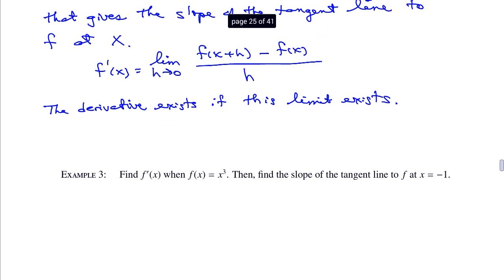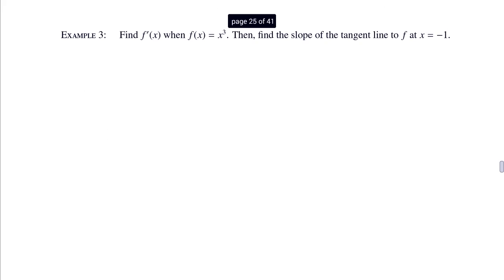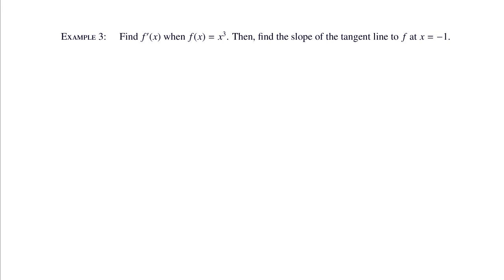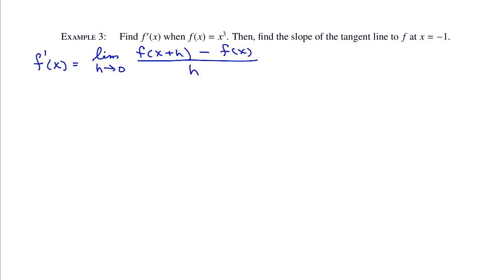All right, let's do this example. Find f prime of x when f of x is equal to x cubed, and then use that to find the slope of the tangent line when x is equal to -1. All right. So to start this, let's write out what the derivative formula is. So the derivative is the limit as h goes to 0 of f of x plus h minus f of x over h.